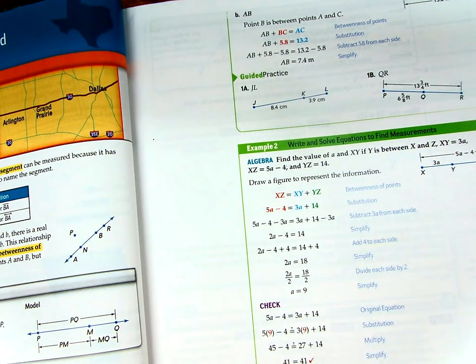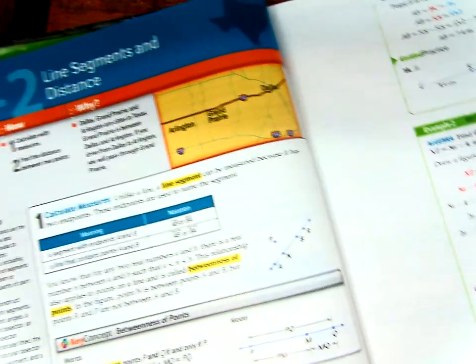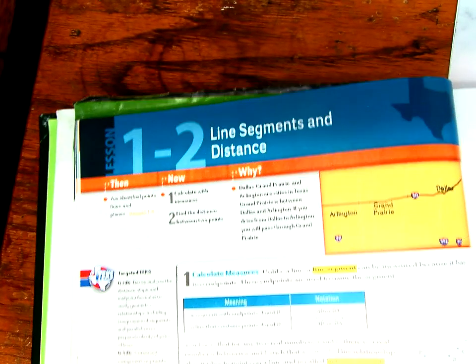Okay, you decided to come back for more. I am so excited. Section 1-2, line segments and distance.